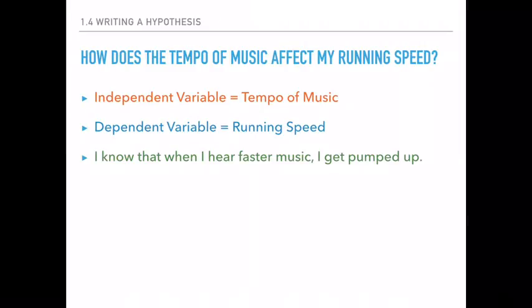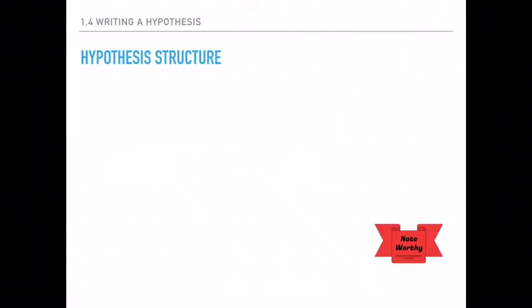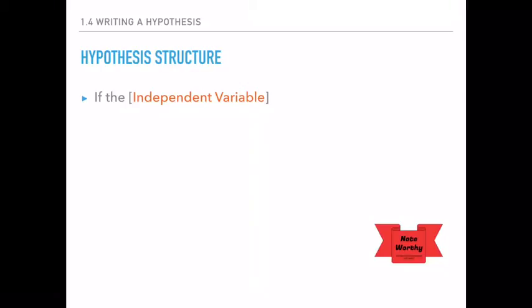Now, we are going to put these 3 items into our hypothesis structure. Notice, I'm not going to write the actual ideas in. I'm going to put the structure together. Let me show you what that looks like. So I'm going to write if the, and then I'm going to put in my independent variable. And by the way, you see a red ribbon, this is going to be written down in your notes. So if the, and then the bracket is whatever my independent variable is.